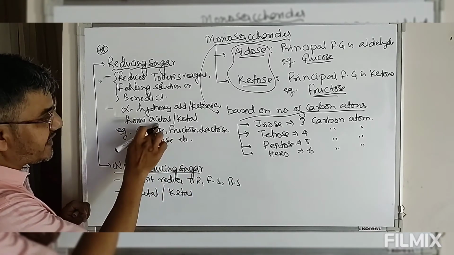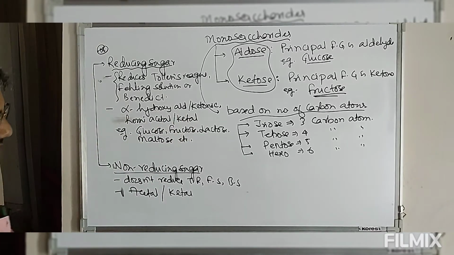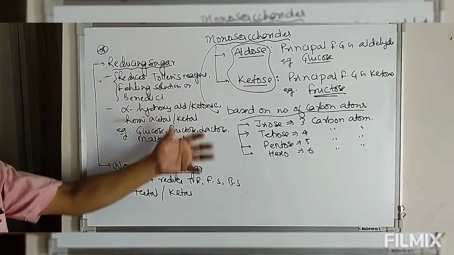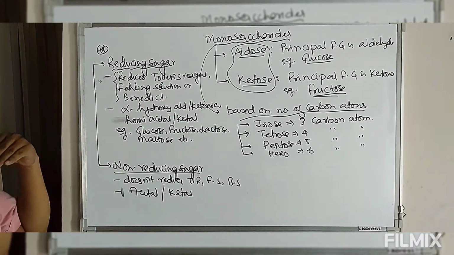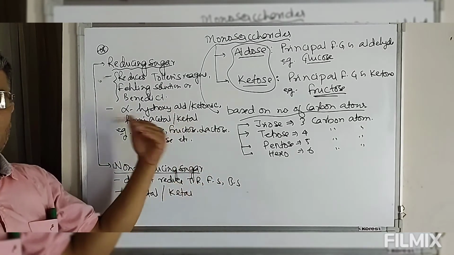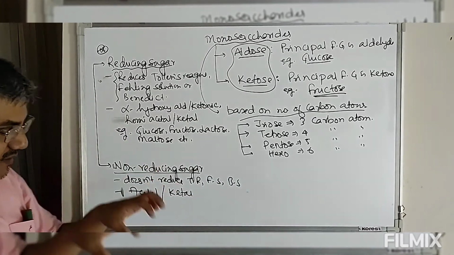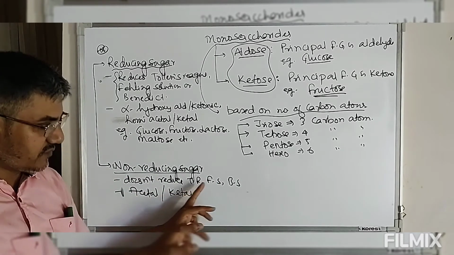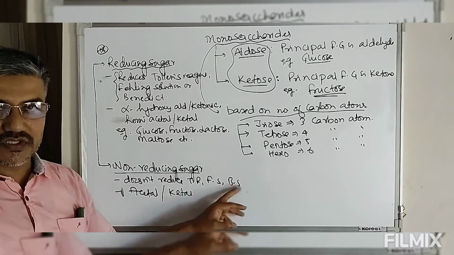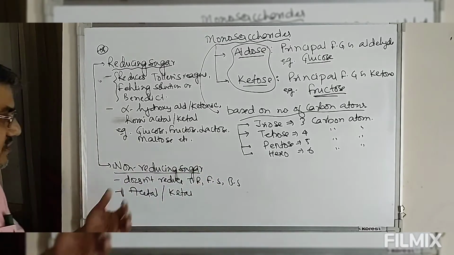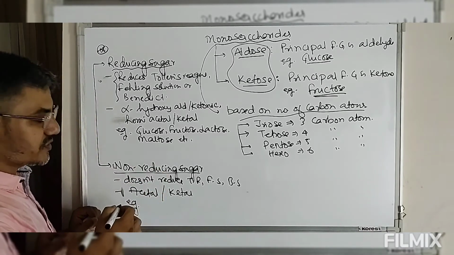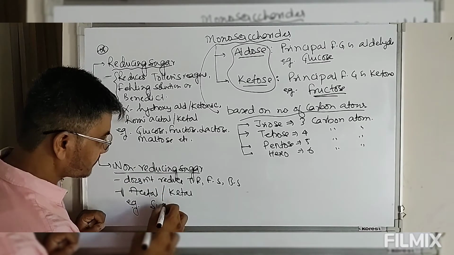This was in hemiacetal or hemiketal form. But if the sugar exists in acetal or ketal form, meaning there is no free aldehyde or free ketonic group, or no alpha hydroxy aldehyde or alpha hydroxy ketonic group, then those sugars will not reduce Tollens reagent, Fehling solution or Benedict solution, and those sugars are classified as non-reducing sugars. And the best example of a non-reducing sugar is sucrose.